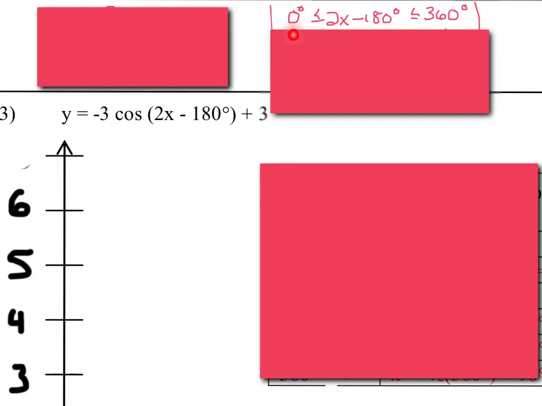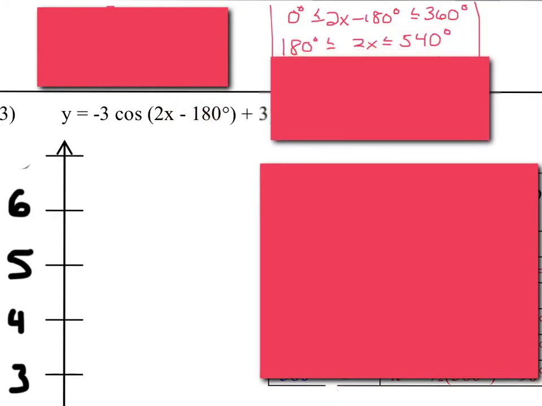So cosine, its period is 360 degrees. So I'm going from 0 to 360. My angle, 2x minus 180, goes in between. Then I get x by itself. Add 180 to the left, the middle, and the right. Then I divide each term by 2.